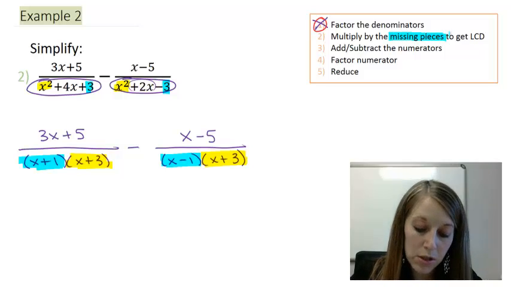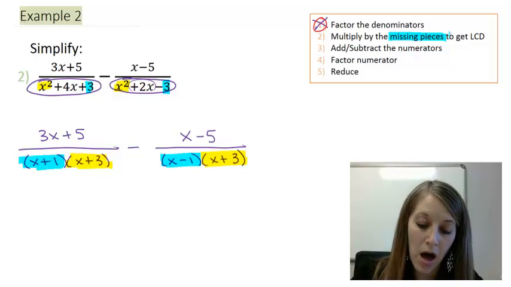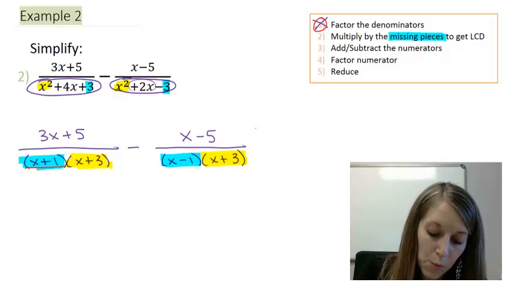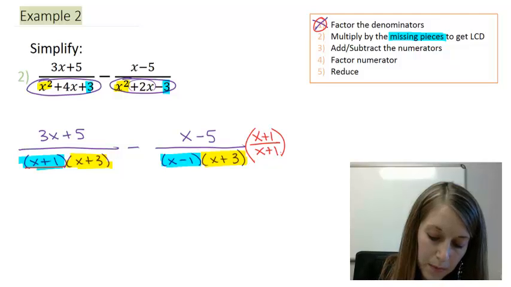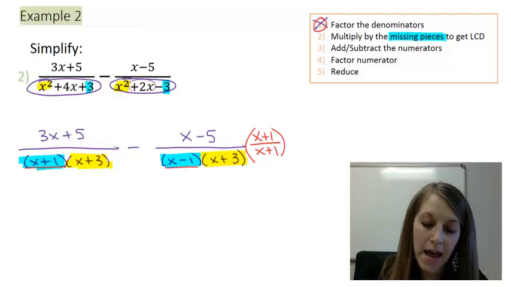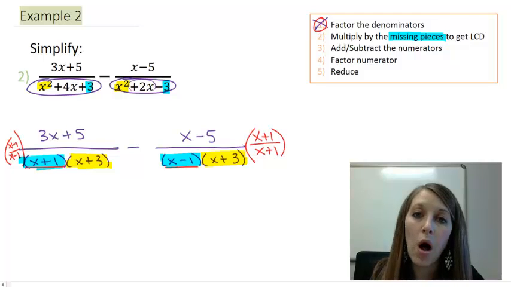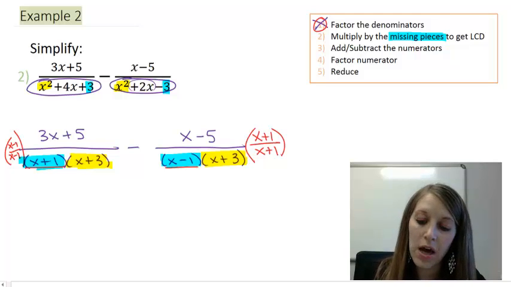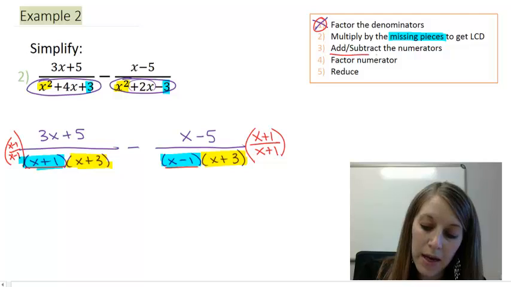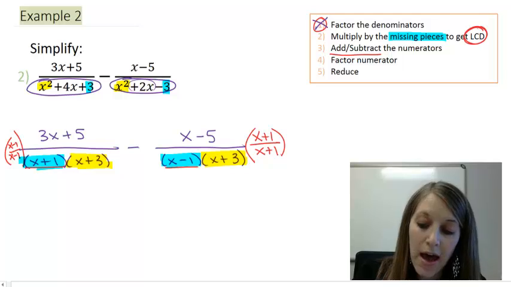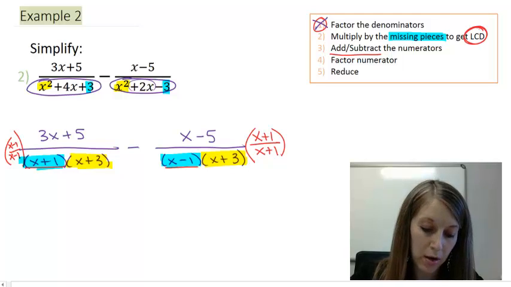So I need to multiply those missing pieces by my opposite fractions. This guy has an x plus 1. Let's put it over here in this guy. This guy has an x minus 1. I need to put it over here in this guy. Once I do all of this multiplication out, I can move on to my next step of adding and subtracting my numerators, and I should have my least common denominator.